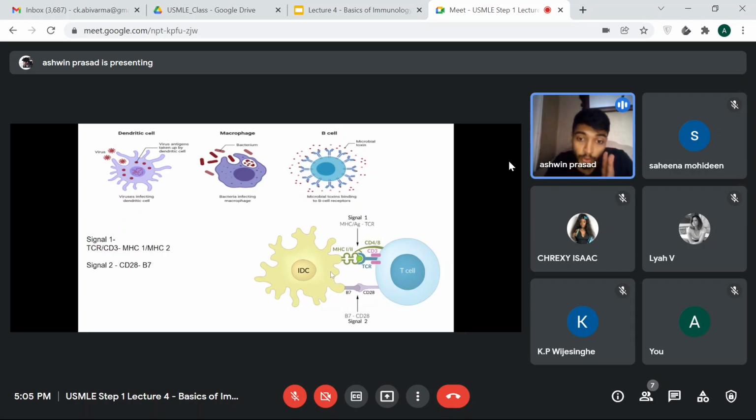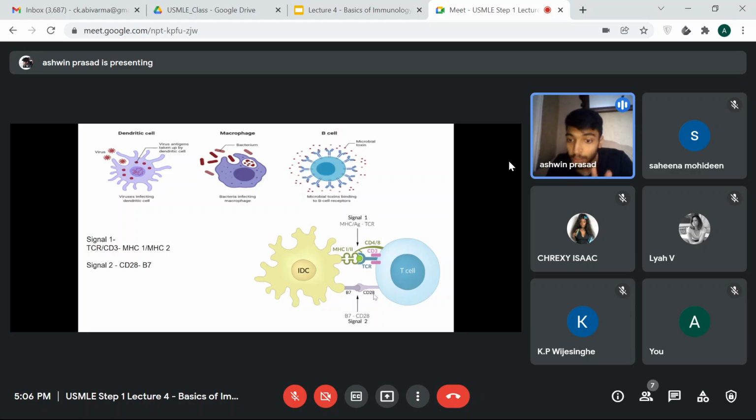The second bond that takes place is between CD28 and B7. So this is again one of the places where there's some regulation. If one of these two signals doesn't take place, again there won't be the killing. The cytotoxic effect of T cells will not take place. This is another regulation in place, and you have to remember that B7 is present on the antigen presenting cell and CD28 is present on the T cell.